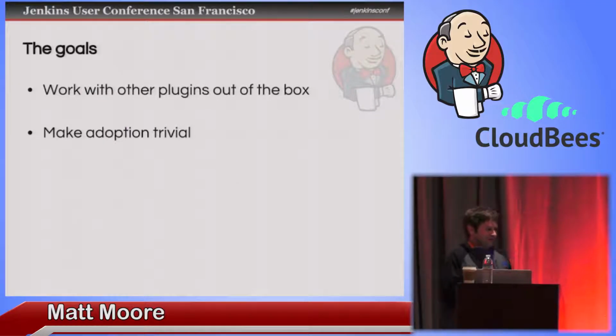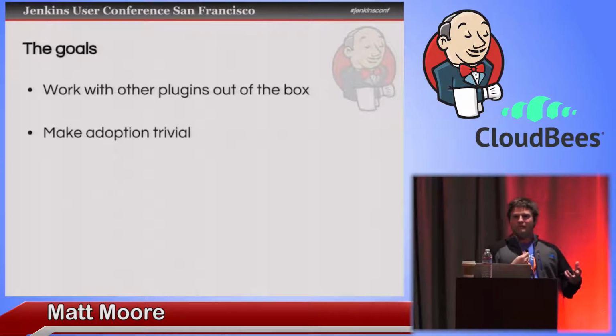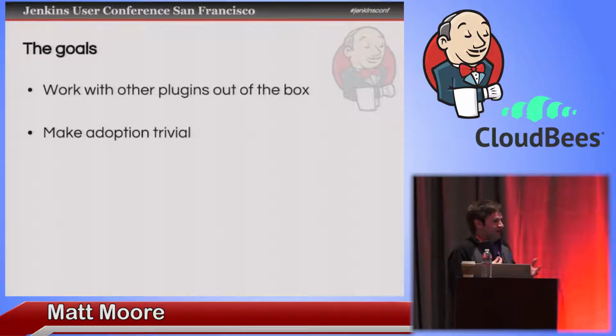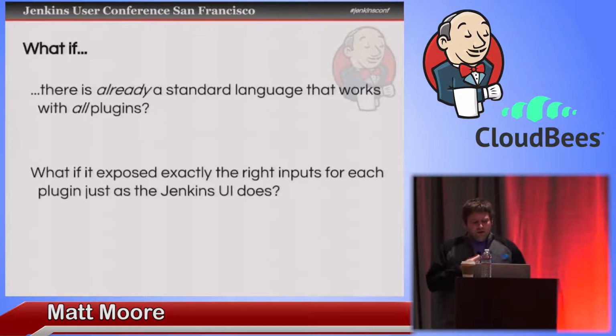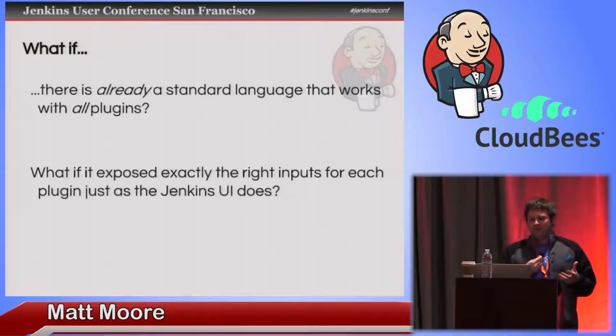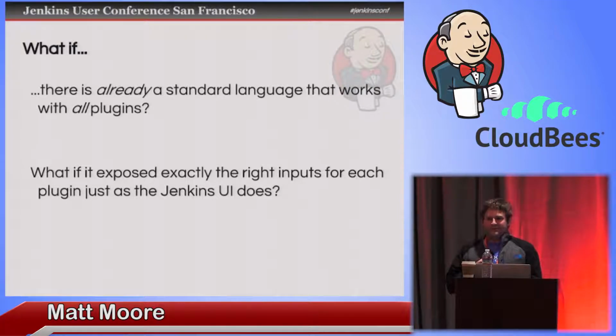So the goals that we put on ourselves before we really put some skin in this game, because clearly DSLs are really important to Googlers, and we desperately wanted to use one ourselves, was working with other plugins out of the box and making adoption trivial. This should be a reasonable place to start using Jenkins. So what if there was already a standard language that already worked with all plugins? And what if it already exposed exactly the right inputs that every plugin developer wanted exposed to their users, just as the Jenkins UI does?